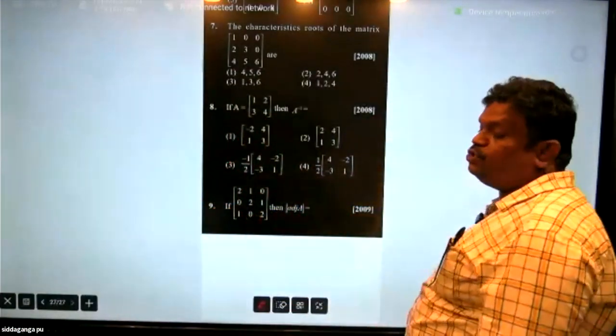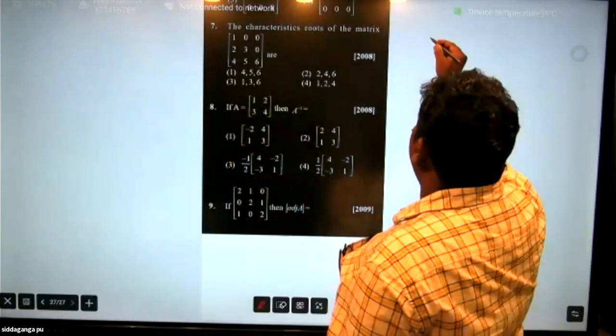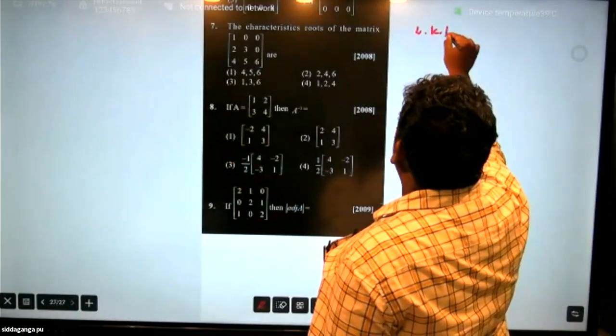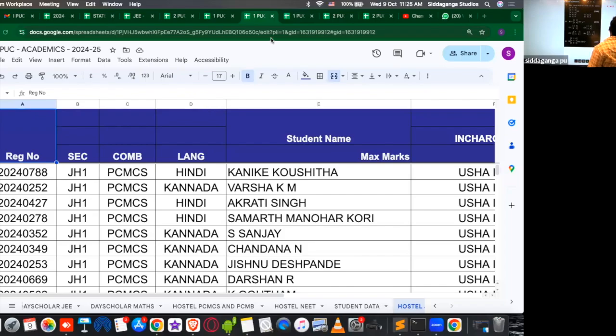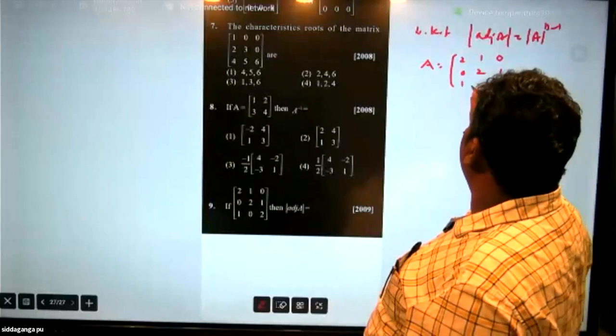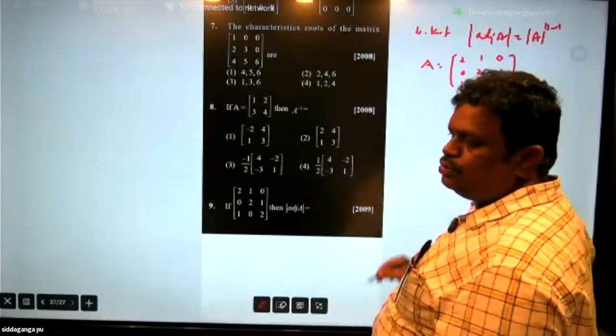If A is a matrix, then adjoint of A. Yesterday I explained this property also. We know that determinant of adjoint of A is determinant A power n minus 1. First we calculate the determinant value, so we choose a matrix. Suppose for example A is 2, 1, 0, then 0, 2, 1, next 1, 0, 2. So this is the matrix.